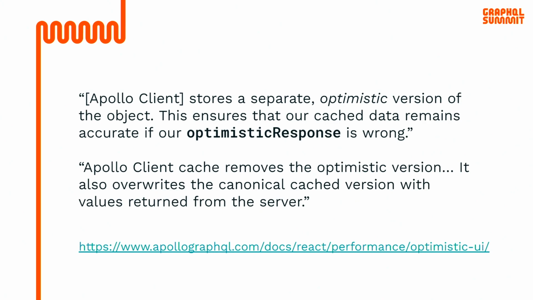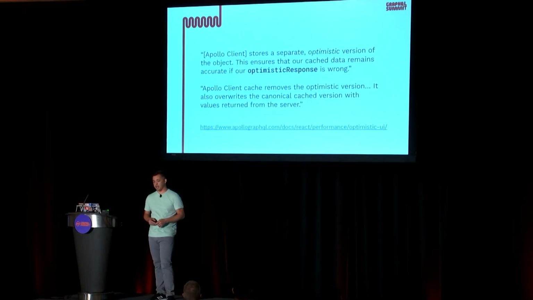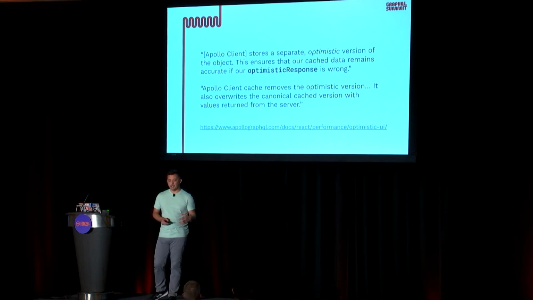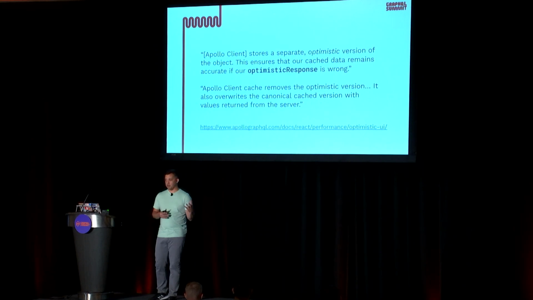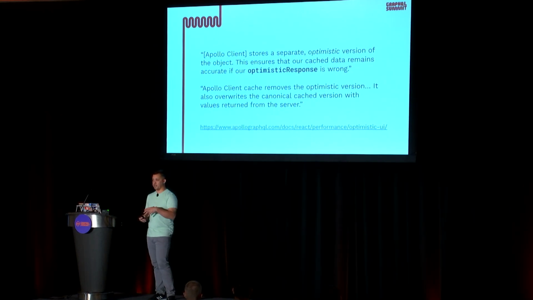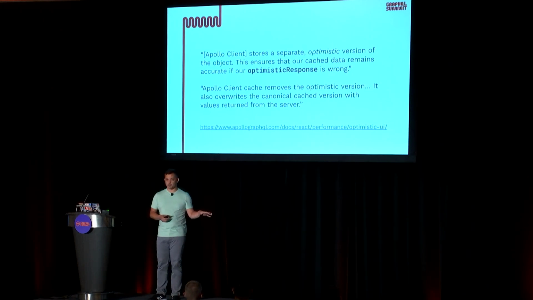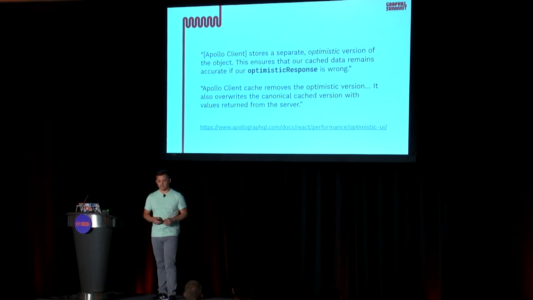So if we look at the docs again, we see that Apollo Client stores an optimistic version of the data in its in-memory cache. And then when the server eventually responds, instead of Apollo Client going through the work of trying to diff between that optimistic response and the server response, it's just going to simply replace it, because our server is our source of truth. So we want whatever comes back from the server to be what's in our cache at the end. And so let's walk through that process.